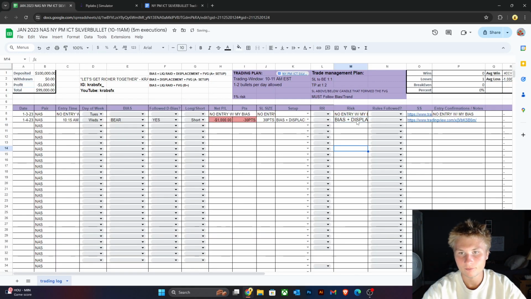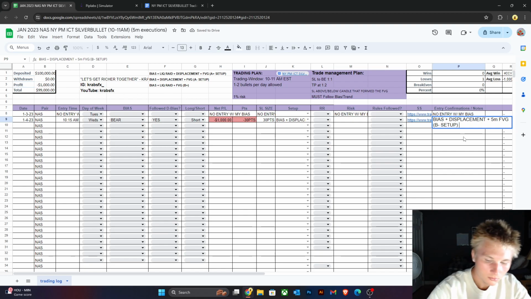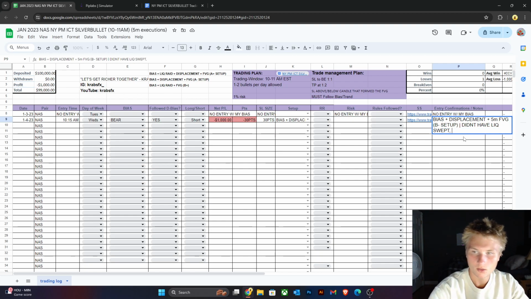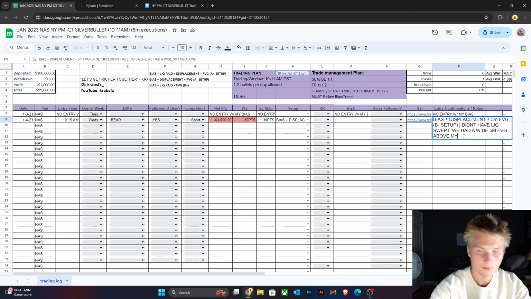But yeah. Oh wait, I'm tripping. Let me throw that in here. I want to note that we didn't have liquidity swept, and we had a wide 5-minute fair value gap above my entry.